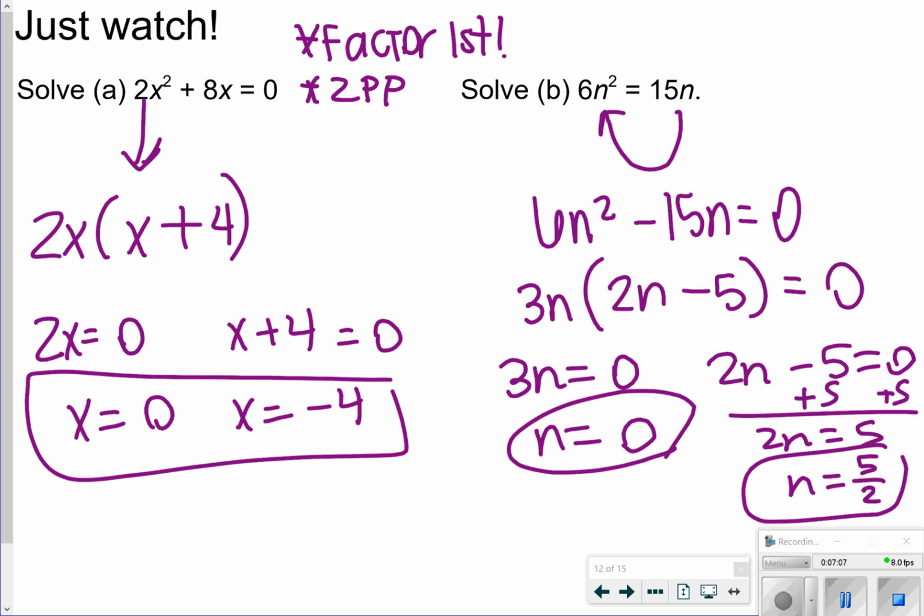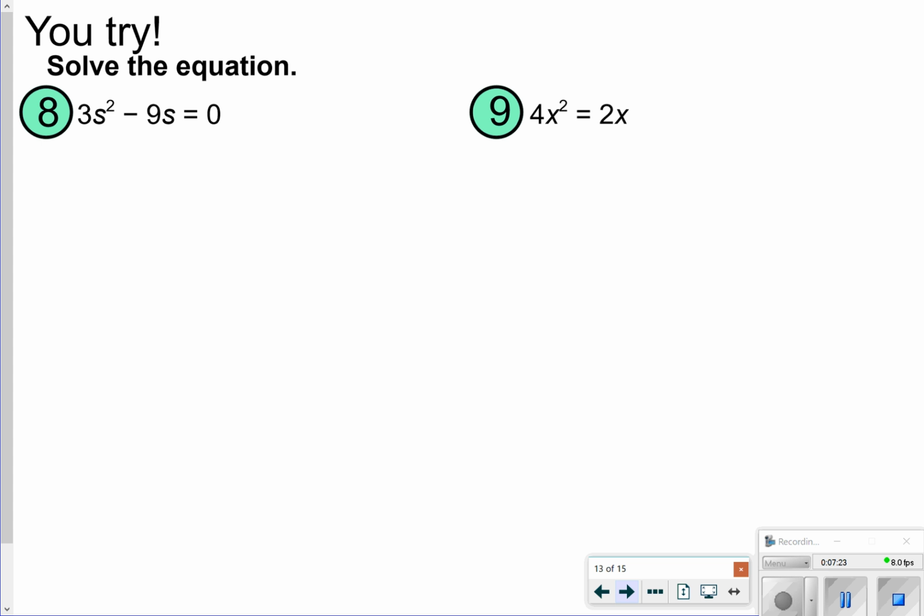Okay? So factor first, and then do your zero product property for this first one that you saw on the left side. And then for option B, I need to bring both things over to the left side, still set it equal to 0, factor, and then zero product property. So here are 2 just like that. Let's go ahead and pause to try our last 2 questions in our notes, numbers 8 and 9. And then once you're done, click play.